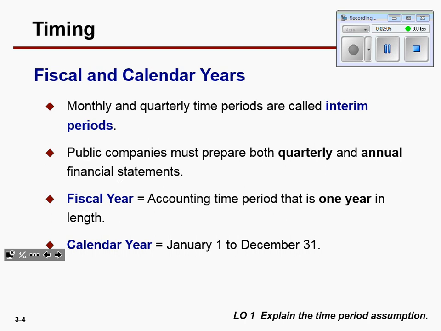A little bit about what a fiscal year is versus a calendar year. I actually want to talk about this one first. A fiscal year is actually the accounting time period that lasts 1 year in length, versus a calendar year is always January 1 to December 31st. Are they sometimes the same? A lot of times they're the same. A lot of times a fiscal year and a calendar year are the same.